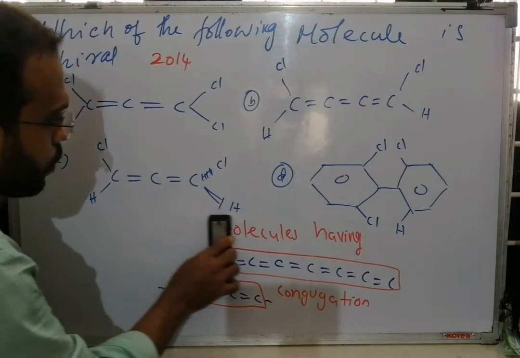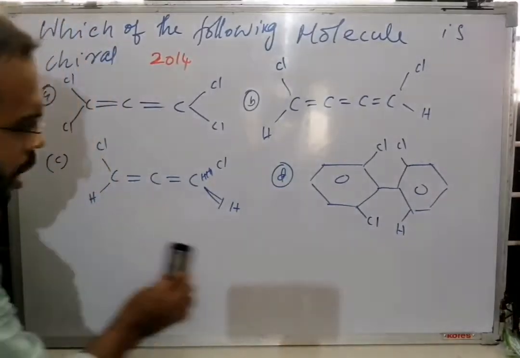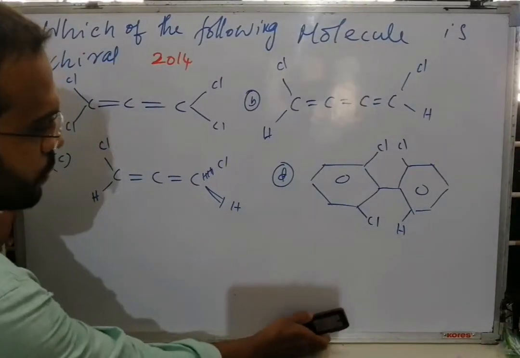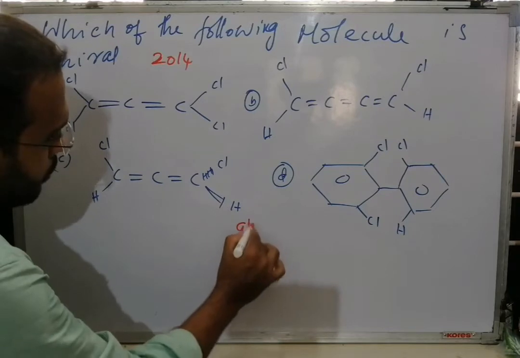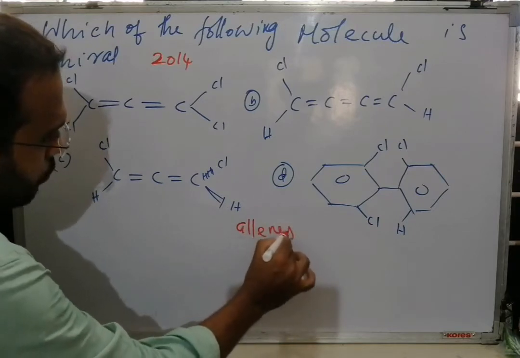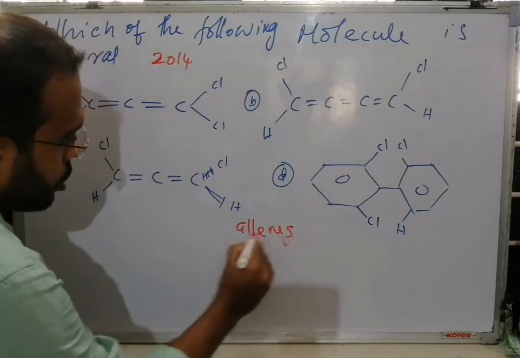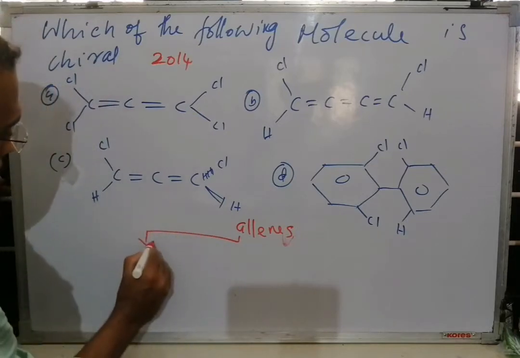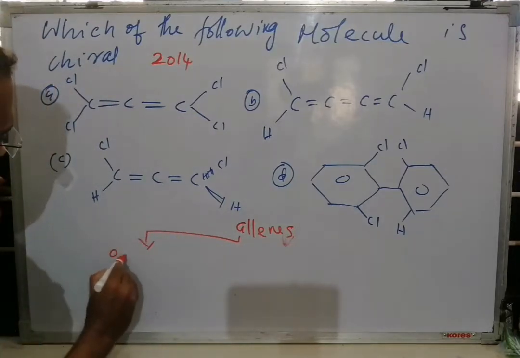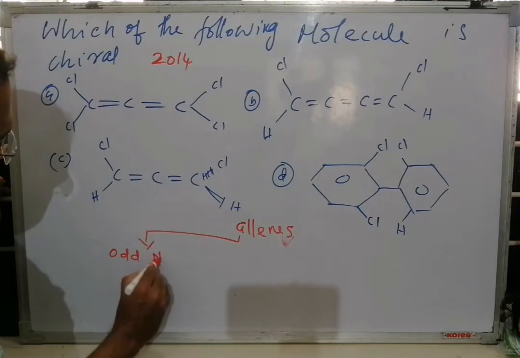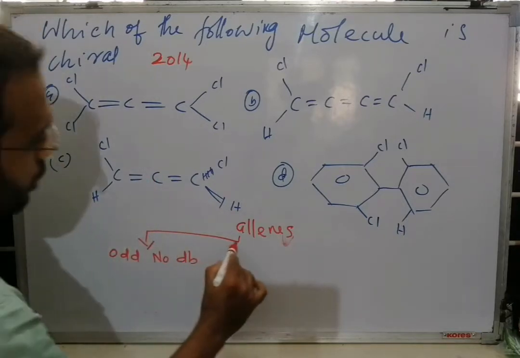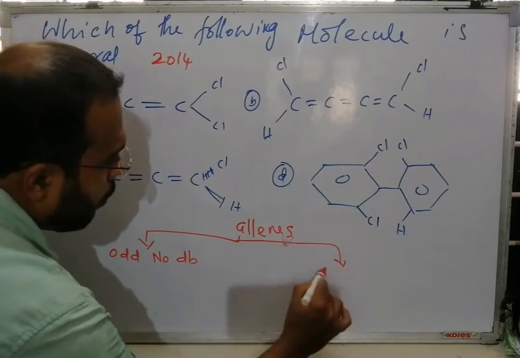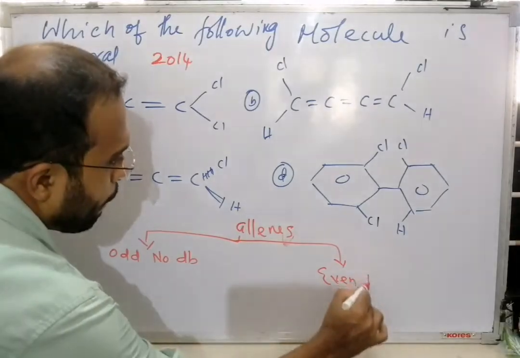Now, we have two types of allenes. One is odd number of double bonds. Second is even number of double bonds.